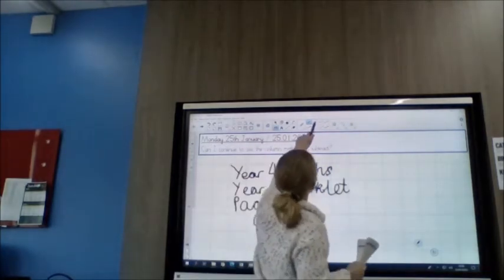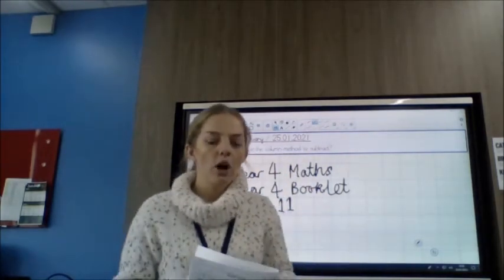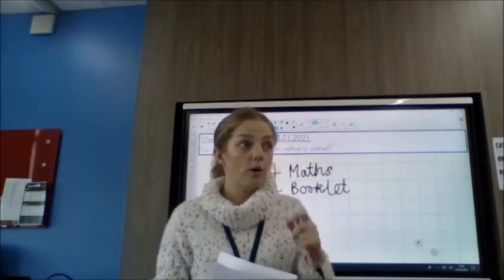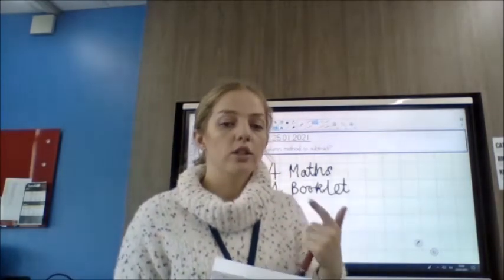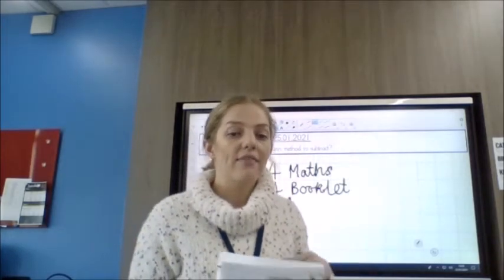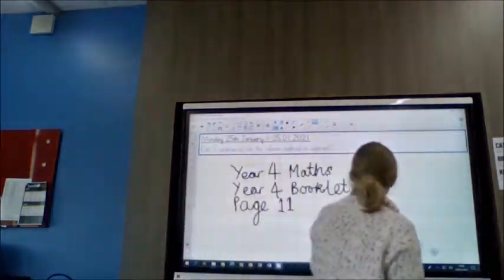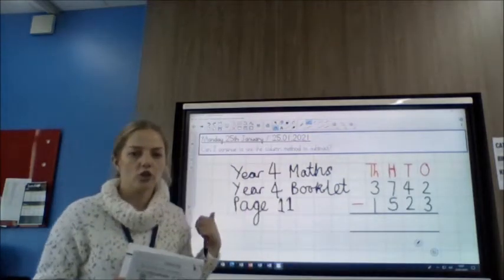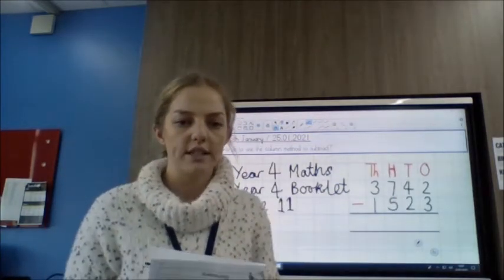Okay, so when we do our column method, we must always make sure that we are including our thousands, hundreds, tens and ones, and then we also need to make sure that we're drawing the symbol that we're using for the column method, okay? Okay, so I have just done a quick example on the board and we'll go through it together.